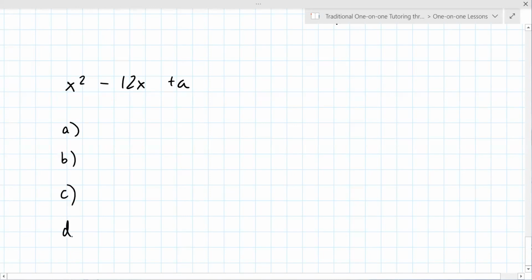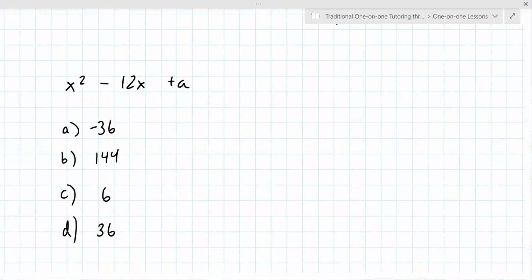And the correct answer will be down here, which is 36, but some wrong answers will be like minus 36, maybe 144, maybe 6. But that's how your instructor will do it. Or they'll ask you for this middle term. But that's kind of an aside there.